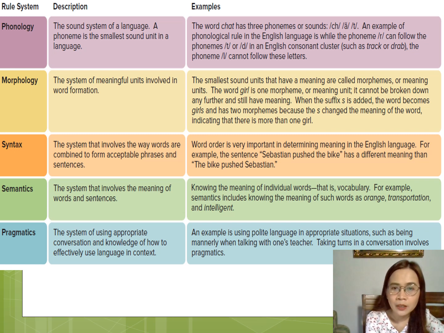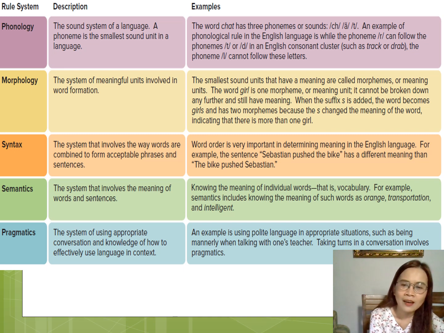The word girl is one morpheme or meaning unit. It cannot be broken down. So parang ito yung salitang ugat yan sa Tagalog. Any further and still have meaning. So when the suffix s is added, the word becomes girls and has 2 morphemes because the s changed the meaning of the word, indicating that there is more than one girl.